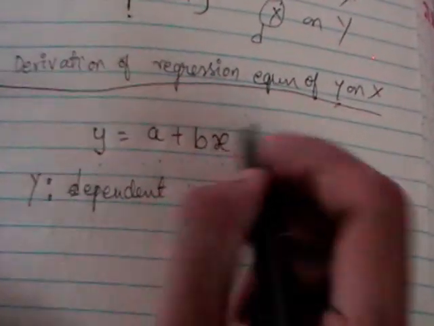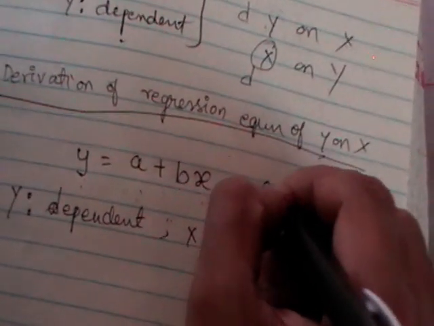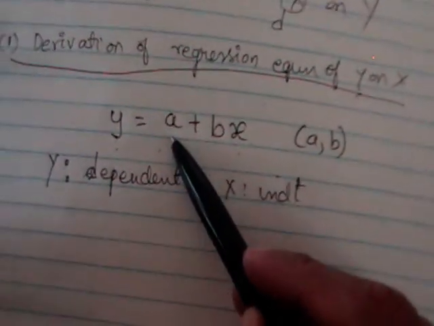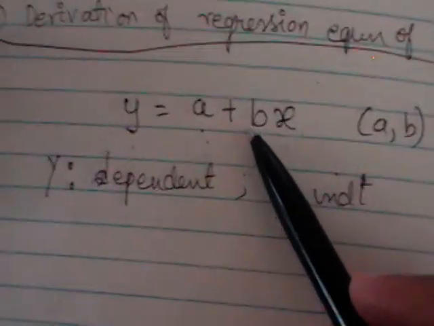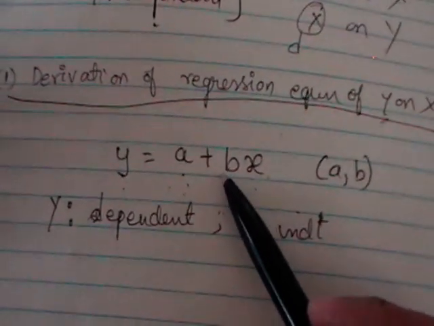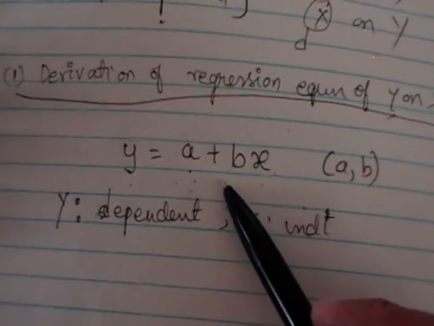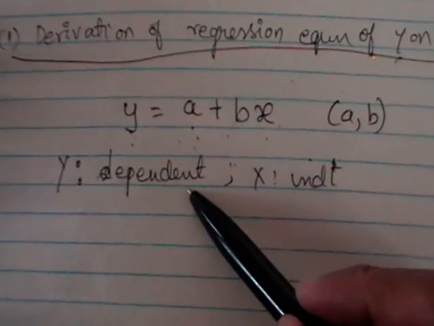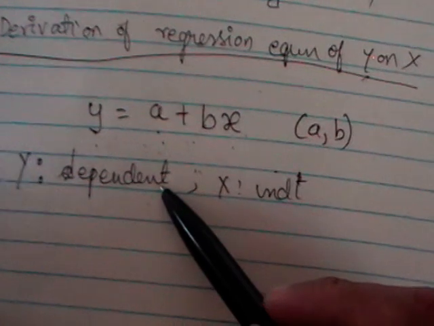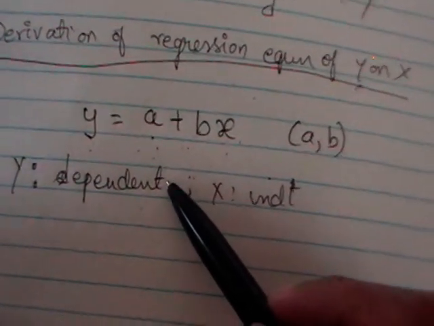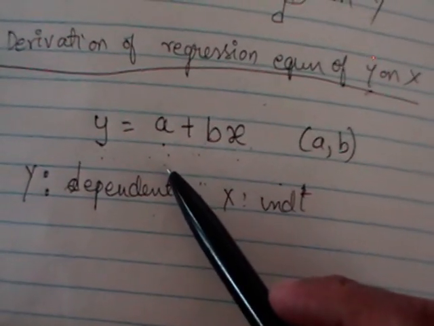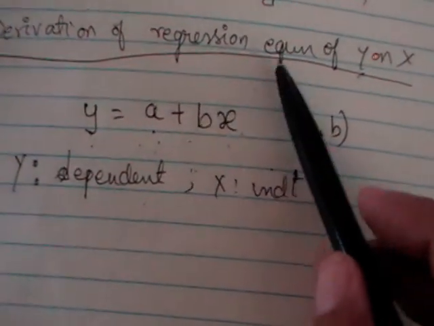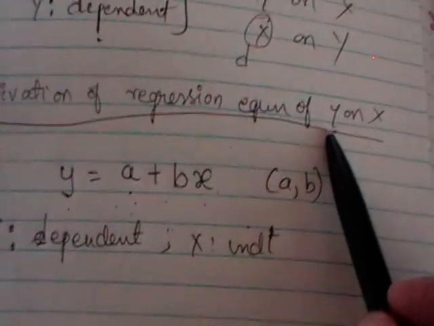What are the two unknown constants here? a, b are the unknown constants. So your job is to find a, b. How do you find these two constants? Using curve fitting, which we have already discussed. This is a straight line involving two variables x, y and two unknown constants a, b. If you can find those two unknown constants a, b, you will get the required regression equation of y on x.